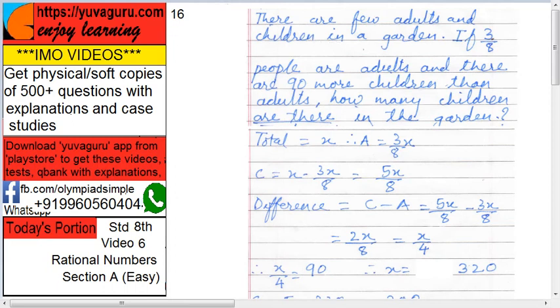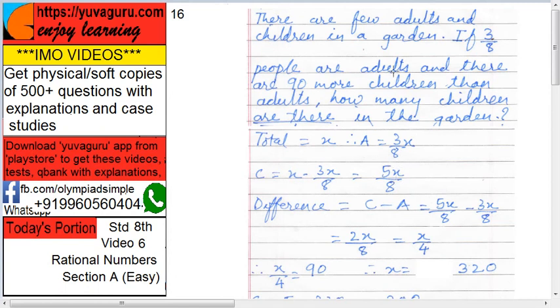So, adults are what? 3 upon 8 of the people are adults, meaning 3/8 times x equals the number of adults. So, how many children would there be? x minus 3x/8. So, children equals x minus 3x/8. Solving this, it becomes 5x/8. So, children are now 5x/8.